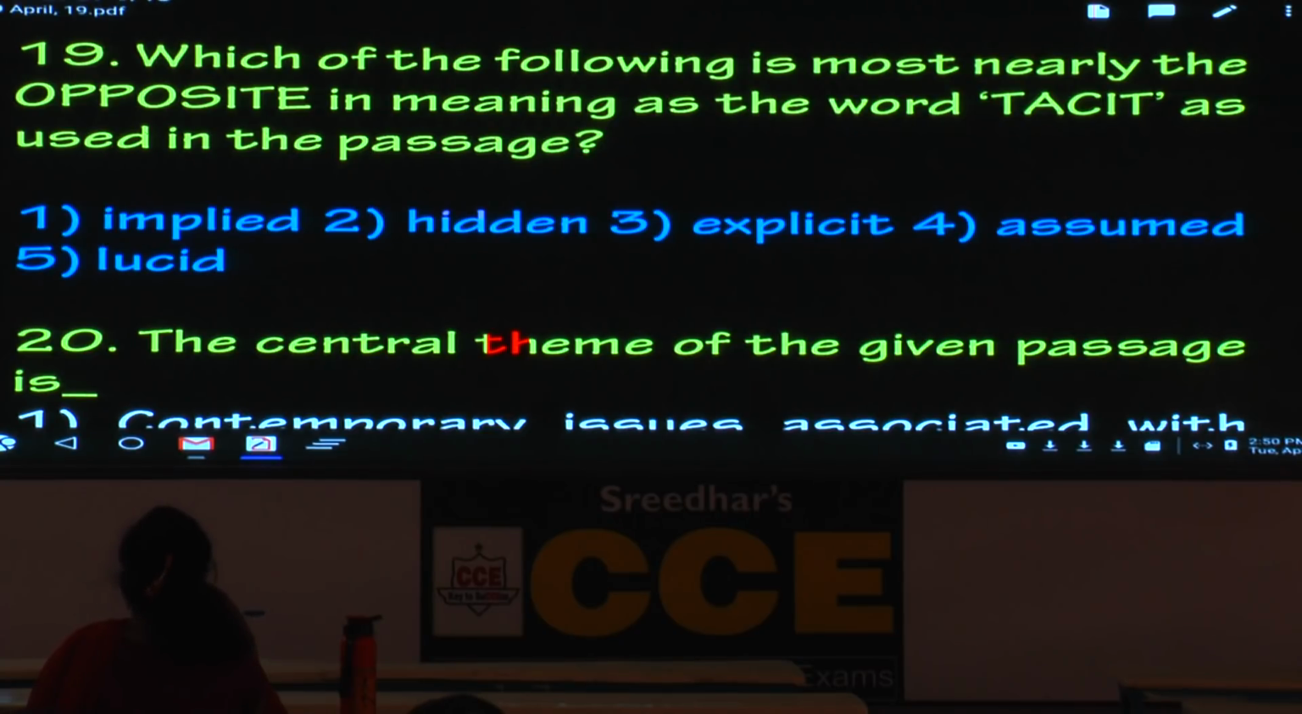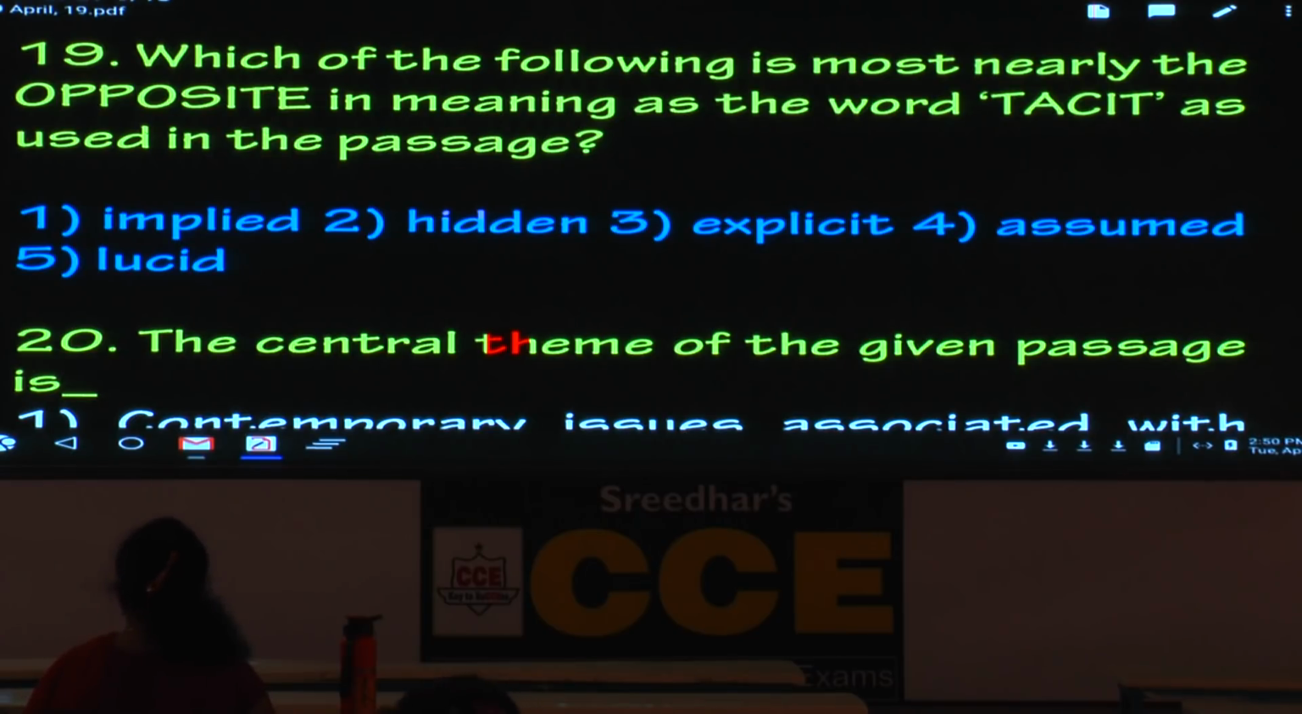First you write the meaning of the word tacit. Tacit means implicit, or implied, same. Implicit also means hidden, not stated directly. What is the opposite of implicit? Explicit. Hold that one. Assumed. Yesterday you got the word assumption. That's a different thing. Lucid.